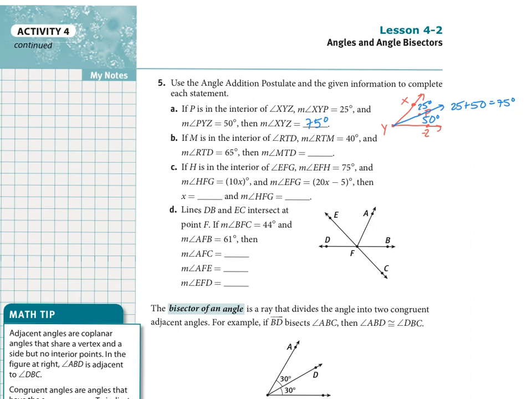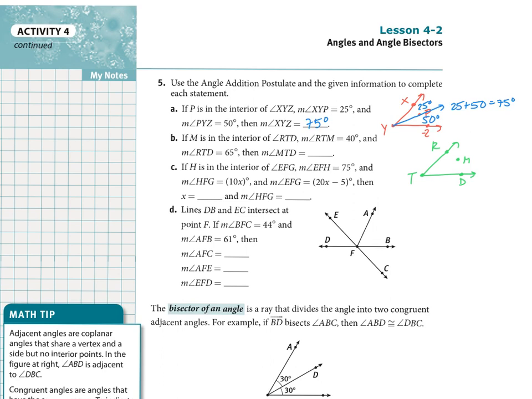Let's go ahead and draw a picture for the next one. So now we have point M. M is in the interior of angle RTD. So I'm going to draw a sketch. Now remember, when you are drawing sketches of this, keep in mind that they're just a sketch. It helps model and visualize what we're thinking about. It's not necessarily the exact same measures as what we're given. All right, so we say we have point M. Point M is on the interior of that angle.